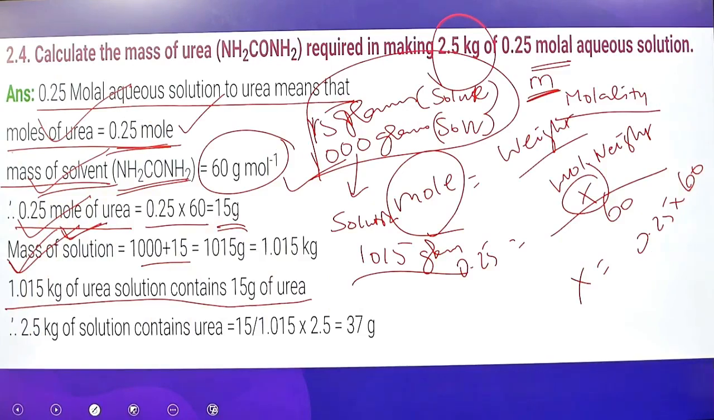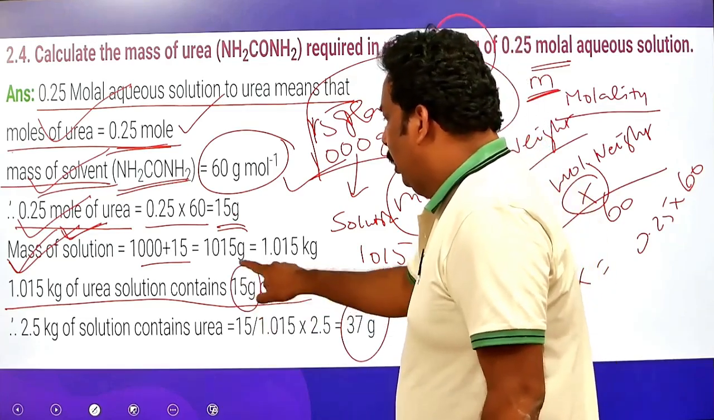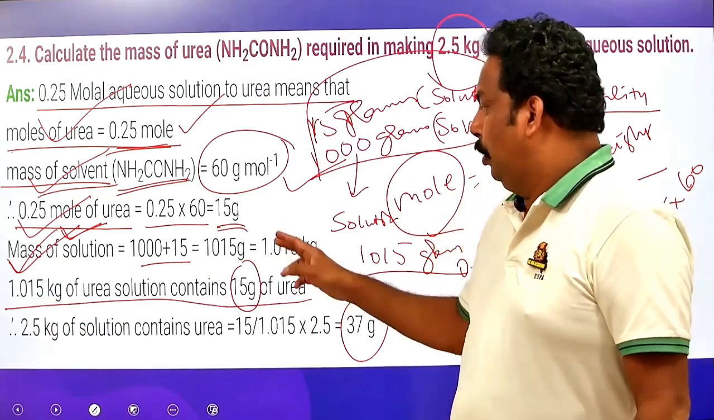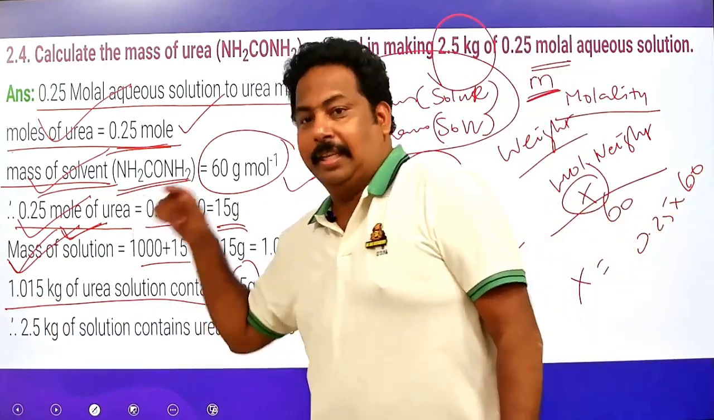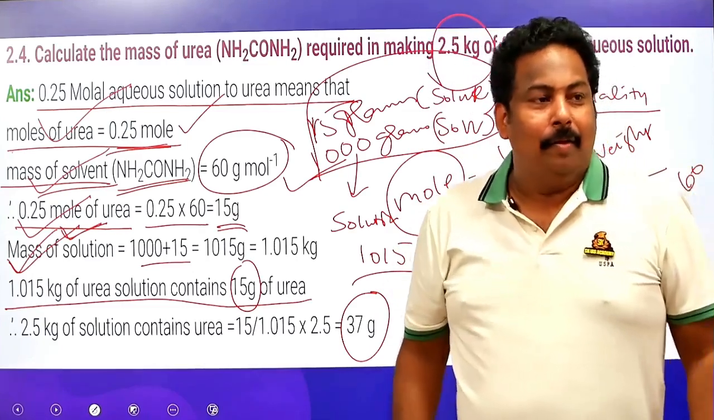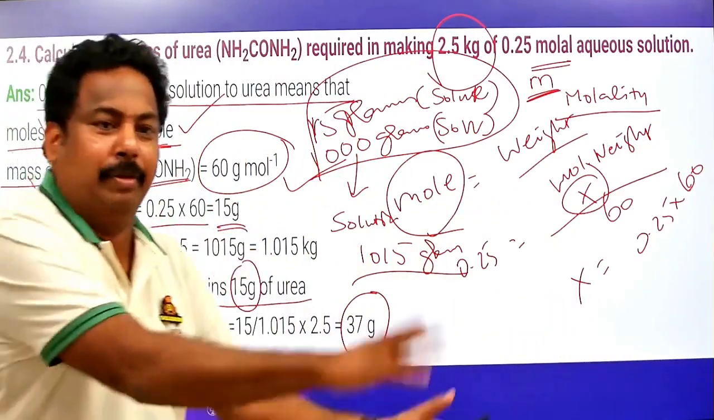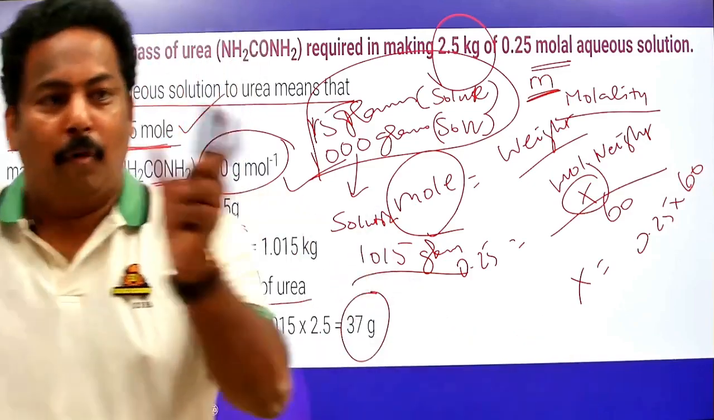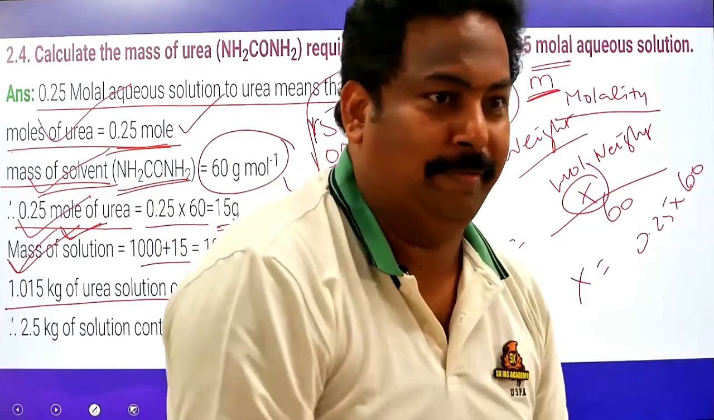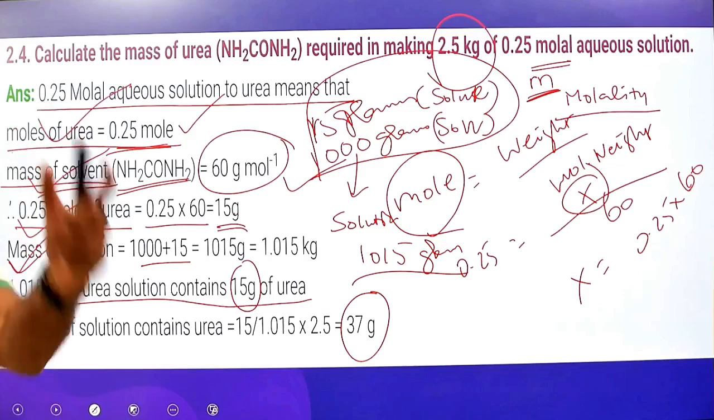37 grams. What is this grams? 15 grams of urea is for 1015 grams of urea solution. But 2.5 kg solution requires the same proportion. 2 kg of chakkarai pongal requires 100 grams of rice. 4 kg of chakkarai pongal requires how many grams of rice? 200 grams of rice. I started with the same example and I ended up with the same example.